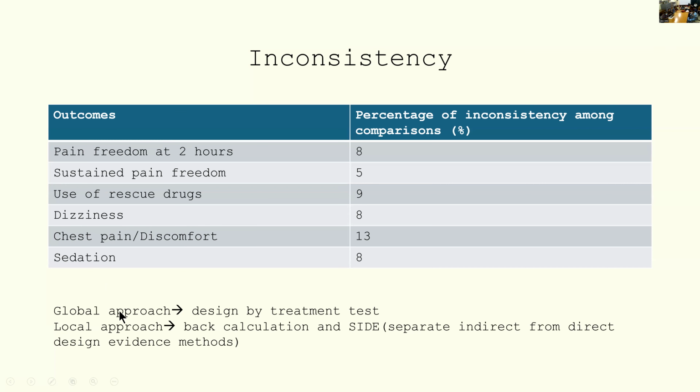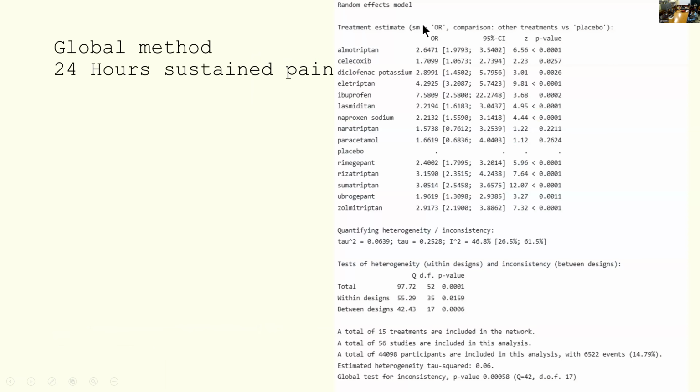So how do they actually find the inconsistency? They use a global approach that is design by treatment test. We also look at local approach, that is by using back calculation and side methods, separating indirect from direct design evidence. I just put up the table just to show that they have done this. You can just see that the treatment estimate for amitriptyline, your odds ratio is 2.6471. They looked at p-value, they calculated the tau square here.